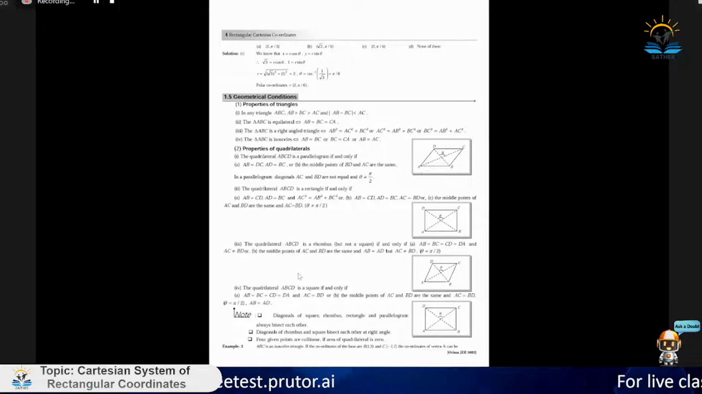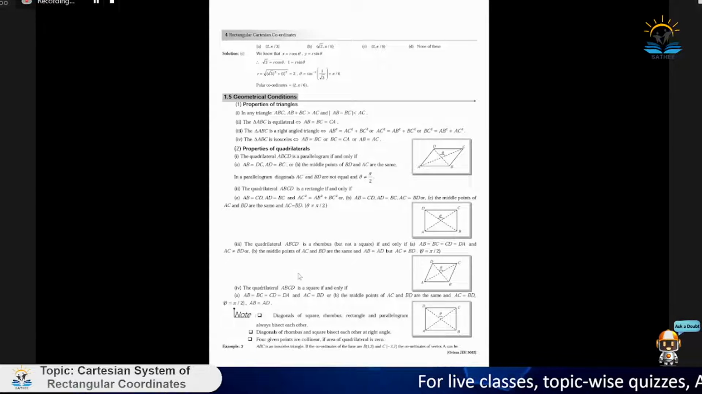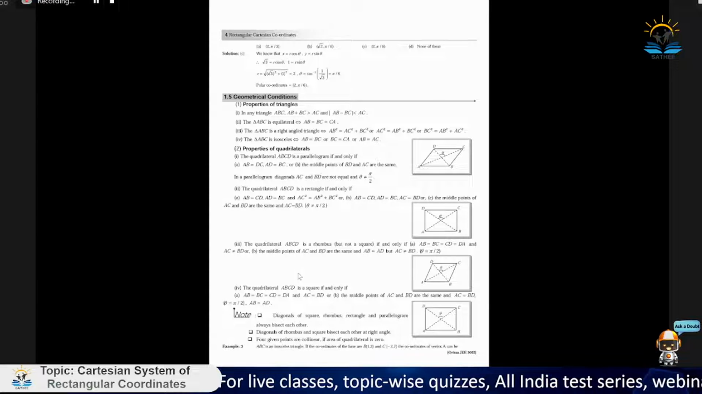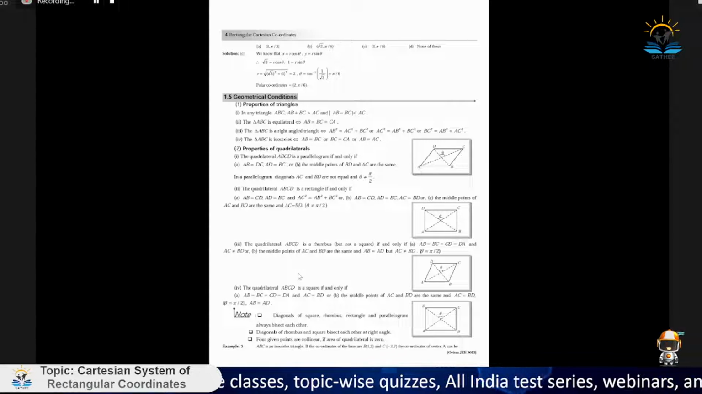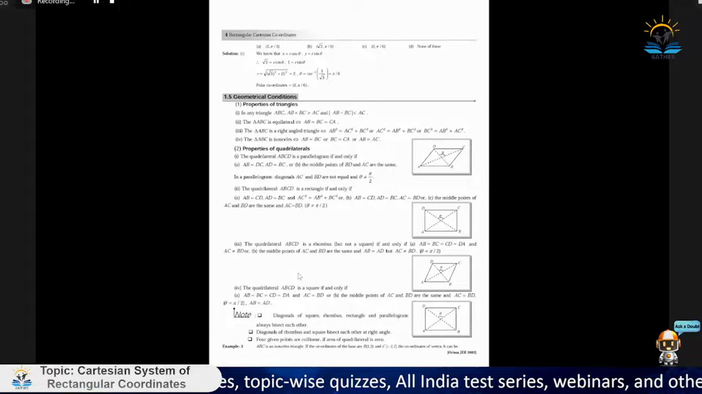So here we know that x equal to r cos theta and y equal to r sin theta. As we know that x equal to root 3 and y equal to 1, root 3 equal to r cos theta and 1 equal to r sin theta. So by squaring on both sides, we will get the r value. So r equal to 2 and theta equal to tan inverse of y by x. So by that we can get the polar coordinates.